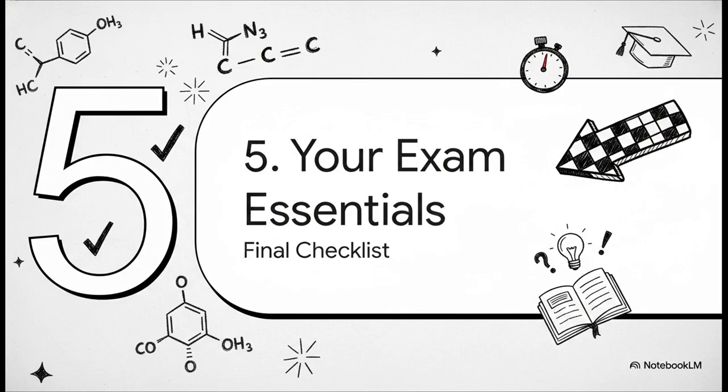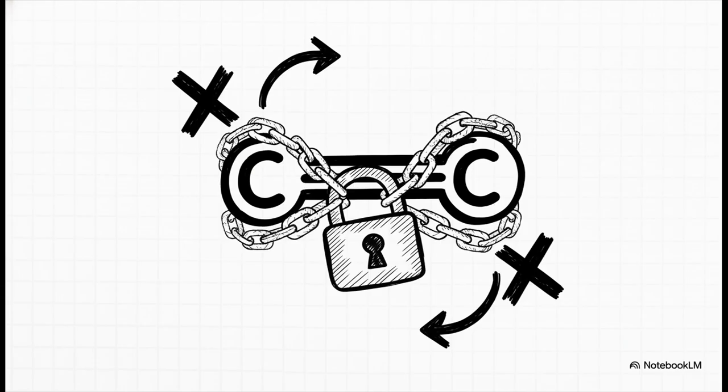We have covered a lot of ground. So let's do a quick fire review of the absolute must-know facts for your exam. Think of this as your final checklist. Takeaway number 1. Always remember the core idea. That carbon-carbon double bond is locked. It's rigid. It cannot rotate. Everything else we've talked about starts from this one fact.